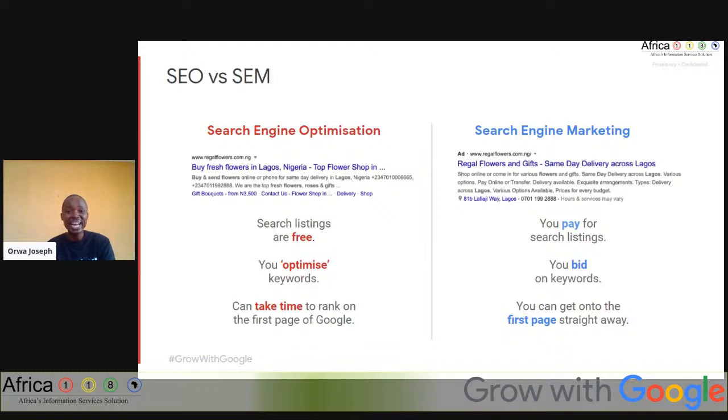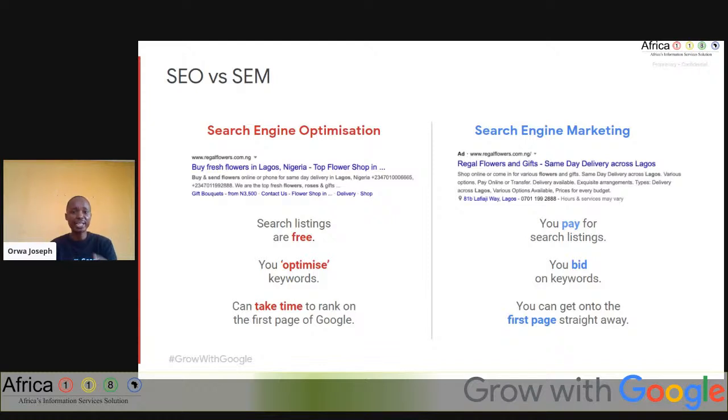For example, ranking on the first page for pizza might take months. However, ranking for pizza restaurants in Nairobi or pizza restaurants in Addis might only take a few weeks, as it is more specific and there will be less competition overall.